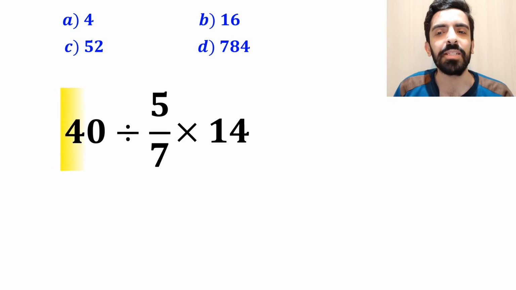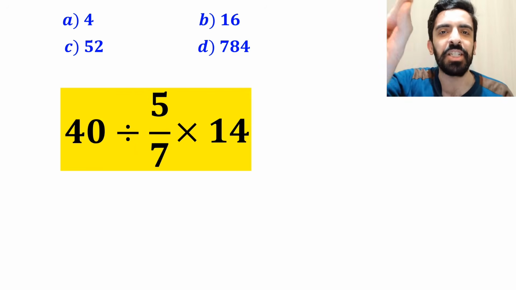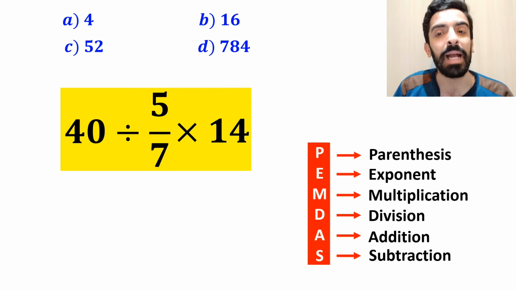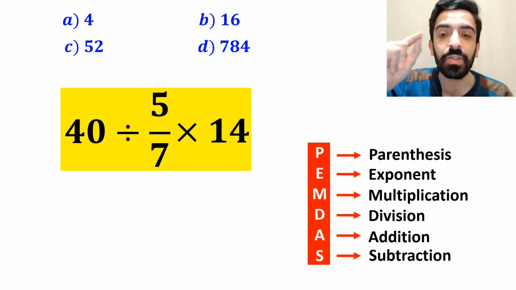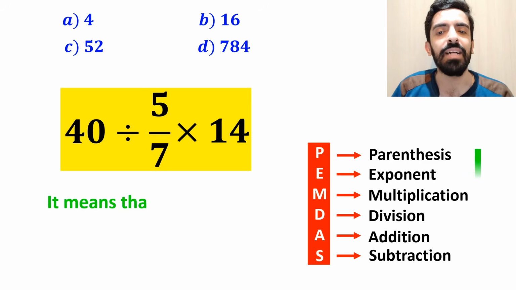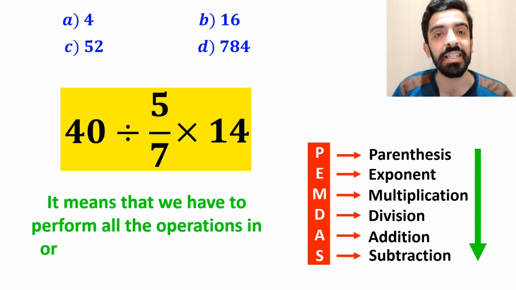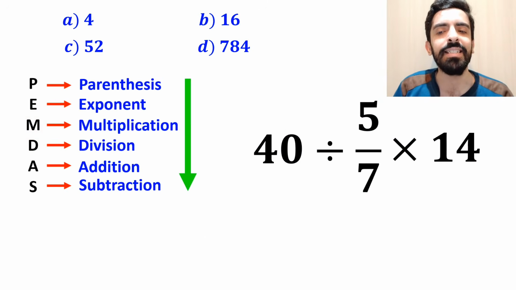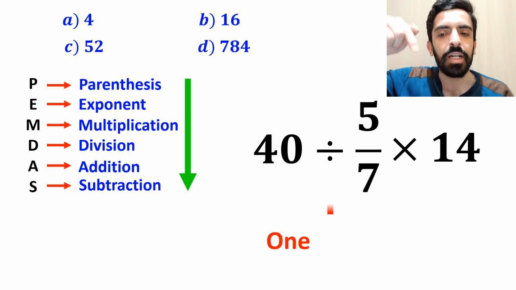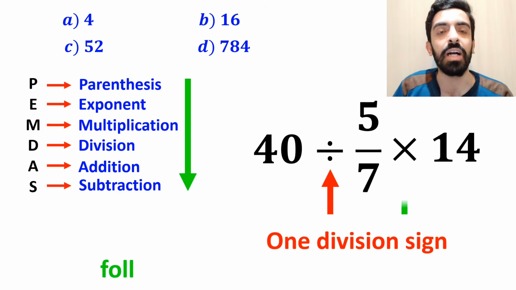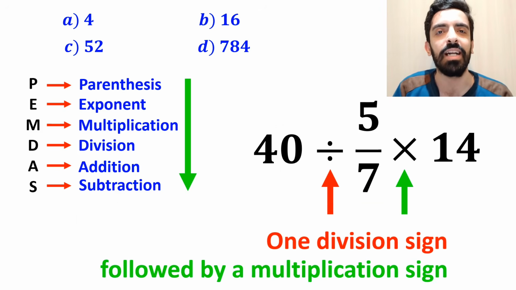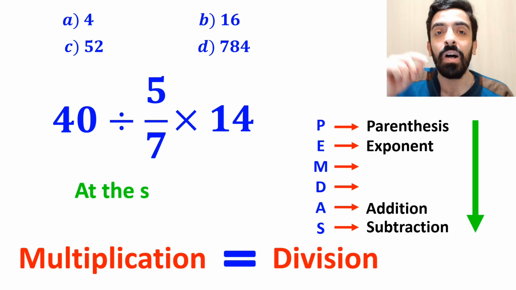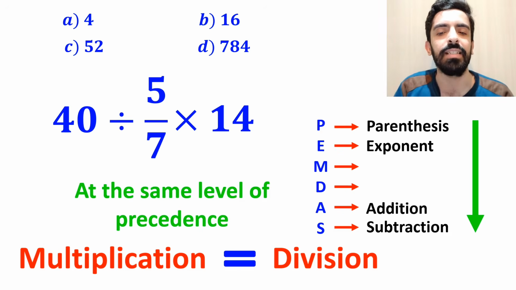Alright, now let me explain step by step how to solve this expression properly. To solve this question, we need to follow the PEMDAS rule exactly as I've shown on the screen. It means that we have to perform all the operations in order from top to bottom. Okay, as you can see in the image, in this expression, we have one division sign followed by a multiplication sign. It's very important to note that multiplication and division are at the same level of precedence.